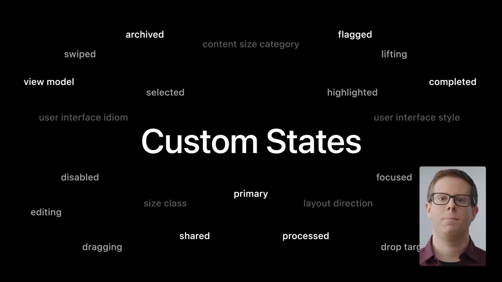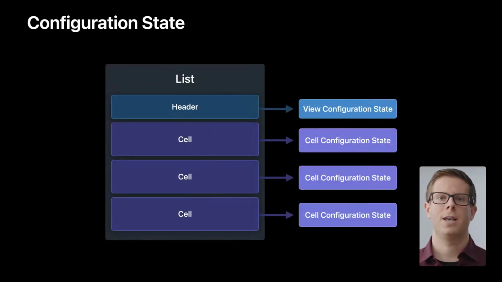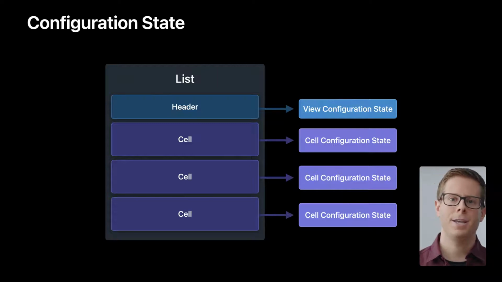All of these things are what make up configuration state, a collection of all the different traits, states, and your own custom states, wrapped together in one place. So where do you find a configuration state? Each cell, header, and footer in your collection or table view has its own configuration state. There are 3 cells shown here, and each one might have different things in its configuration state.